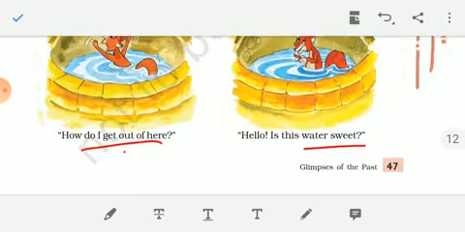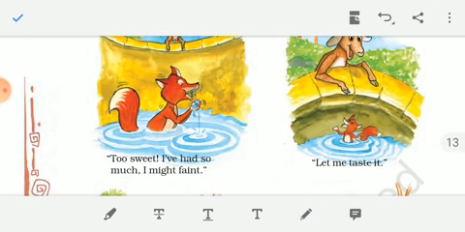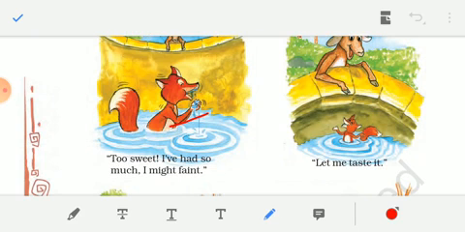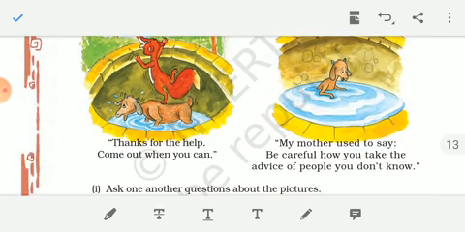Next we see the fox replying from below. "Too sweet, I have had so much I might faint." It is saying that it is so sweet that if I drink so much then I might faint. Now the goat is saying, "Let me taste it." The goat is now outside the well. Let's see ahead what happens.